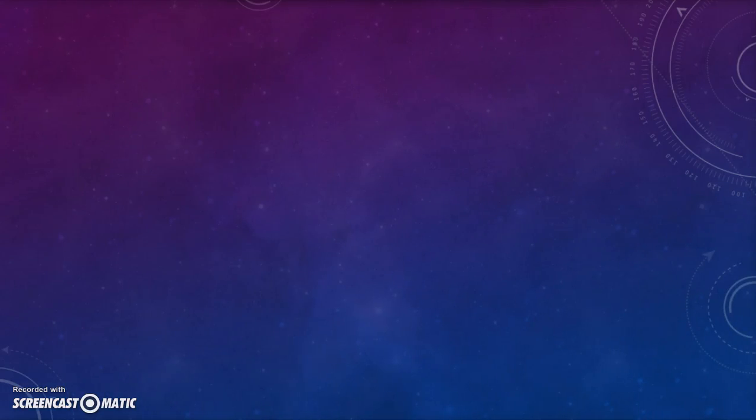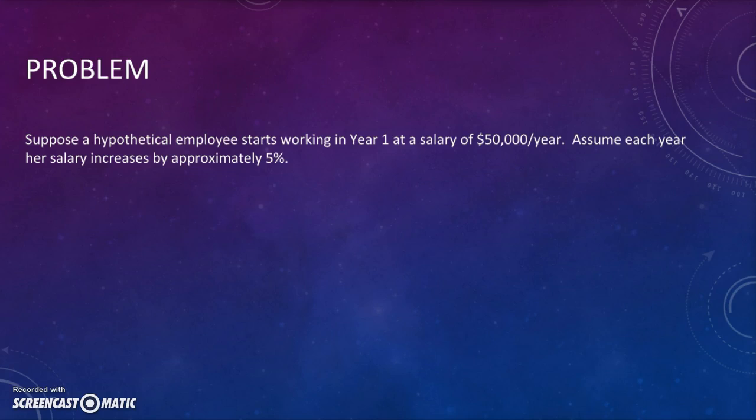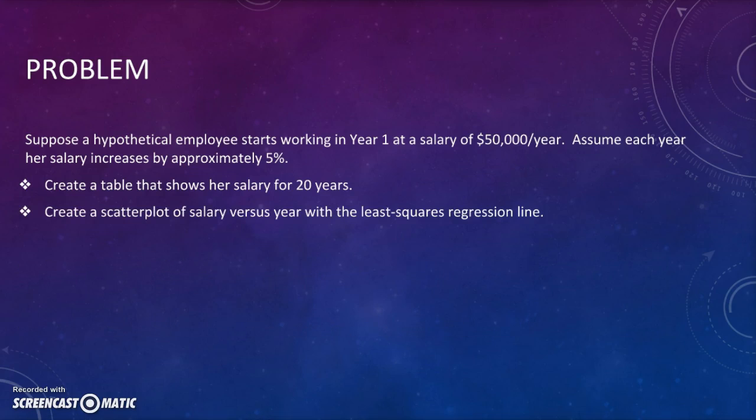First, we must understand the problem given to us. Suppose a hypothetical employee starts working in year 1 at a salary of $50,000 a year. Assume each year her salary increases by approximately 5%. What is asked is, create a table that shows her salary for 20 years and create a scatter plot for salary versus year with the least squares regression line.